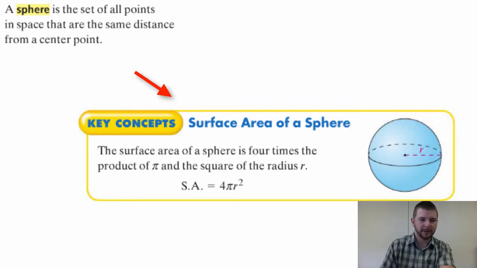The surface area of a sphere is 4 times the product of pi and the square of the radius r. So surface area, sometimes denoted with the acronym S.A., equals 4 pi r squared.